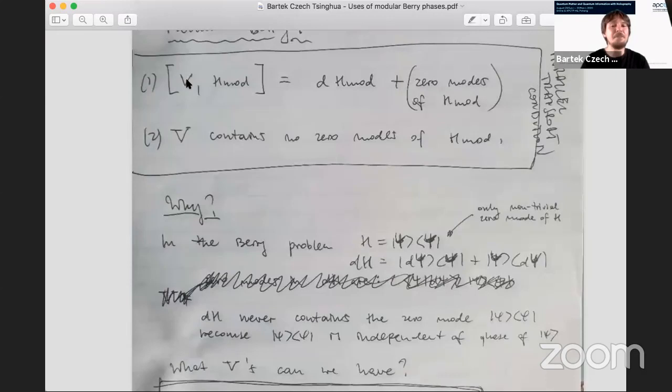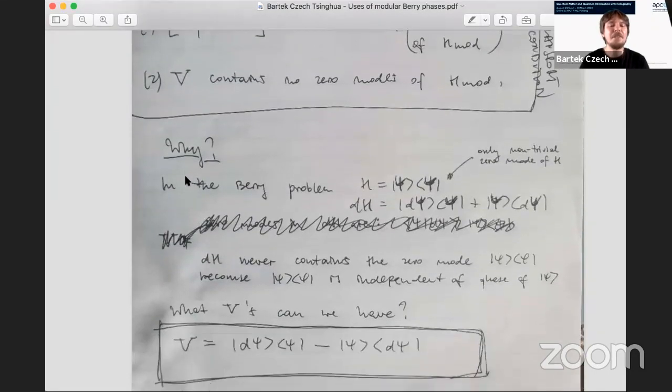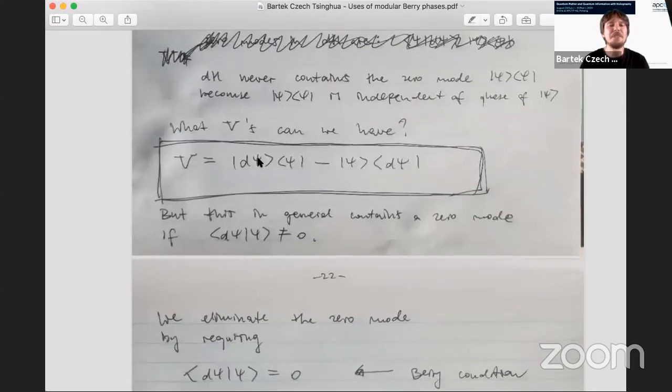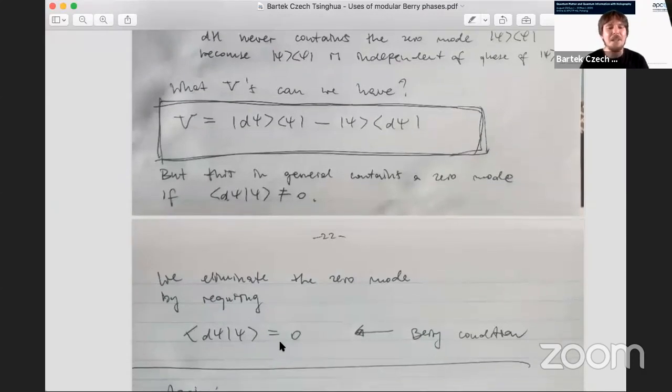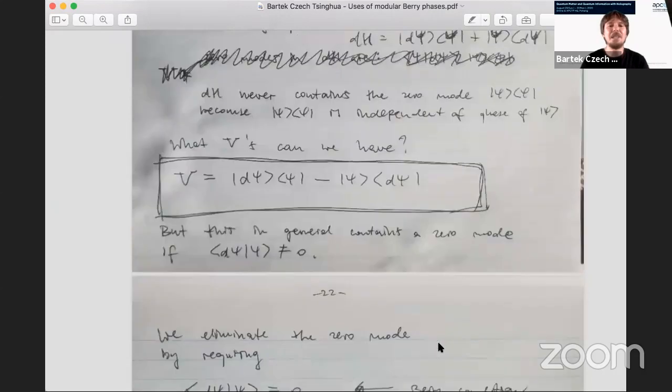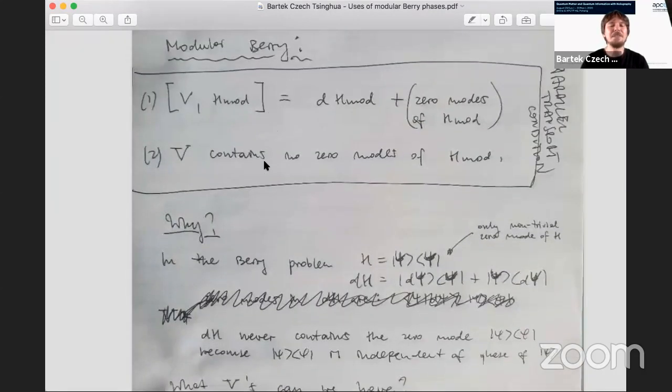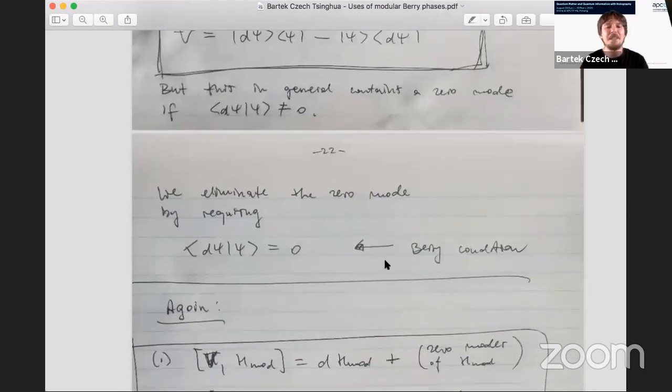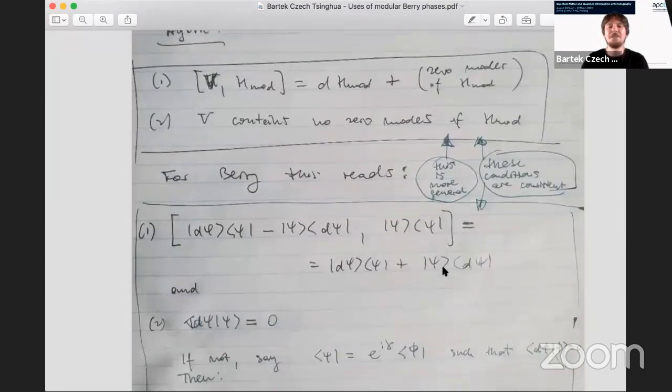But there is an ambiguity in V. Why is that? Because if I add to V a zero mode of H mod, I will still have the same equation one satisfied. So I need to find a way of fixing an ambiguity of V. Fixing an ambiguity of V is equivalent to fixing an ambiguity of psi. And the way I fix the ambiguity of psi is by imposing this condition. But what condition is that? It's the Berry condition. And so that's the reason why solving these equations involves the same mathematics, the same algebra as solving Berry parallel transport. And that's kind of written here.